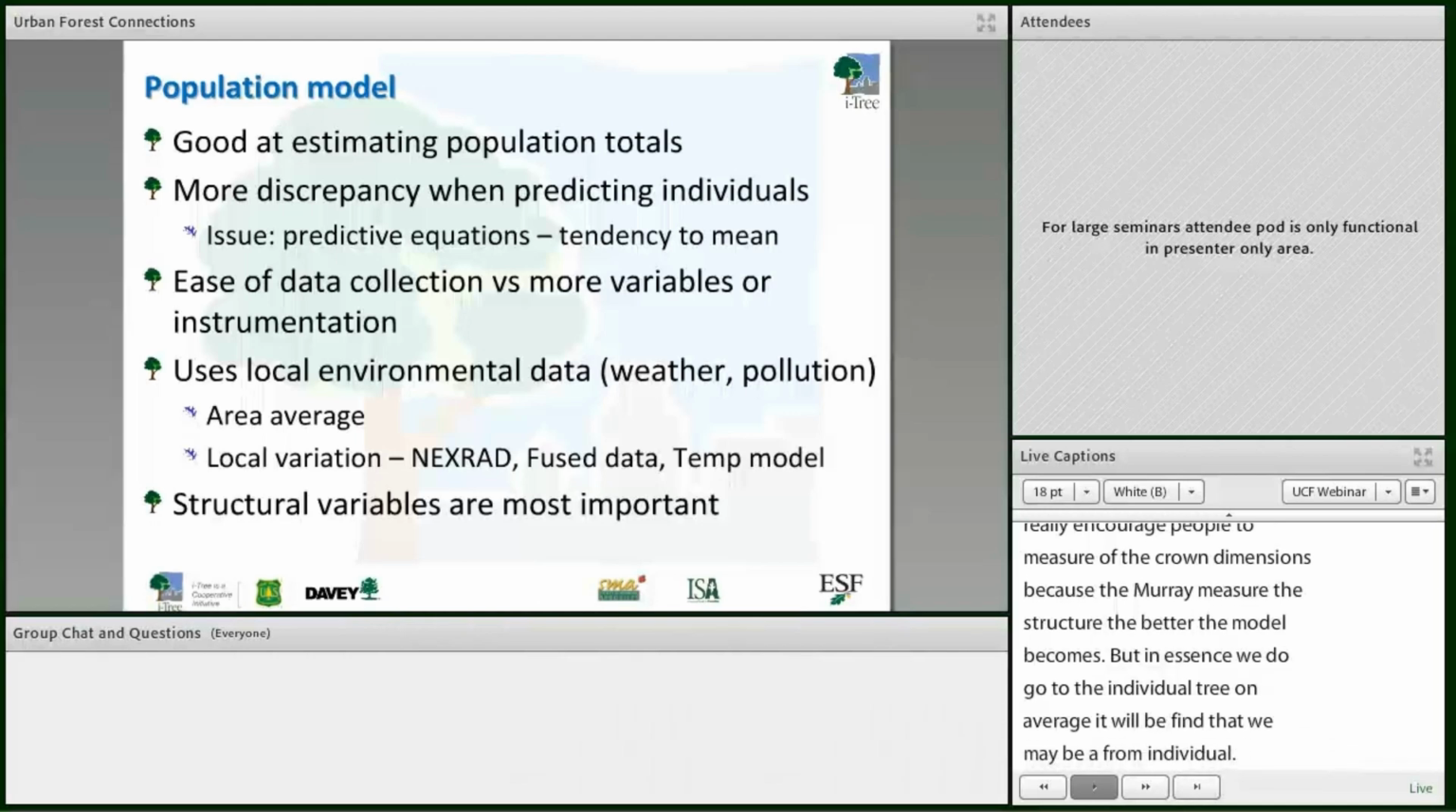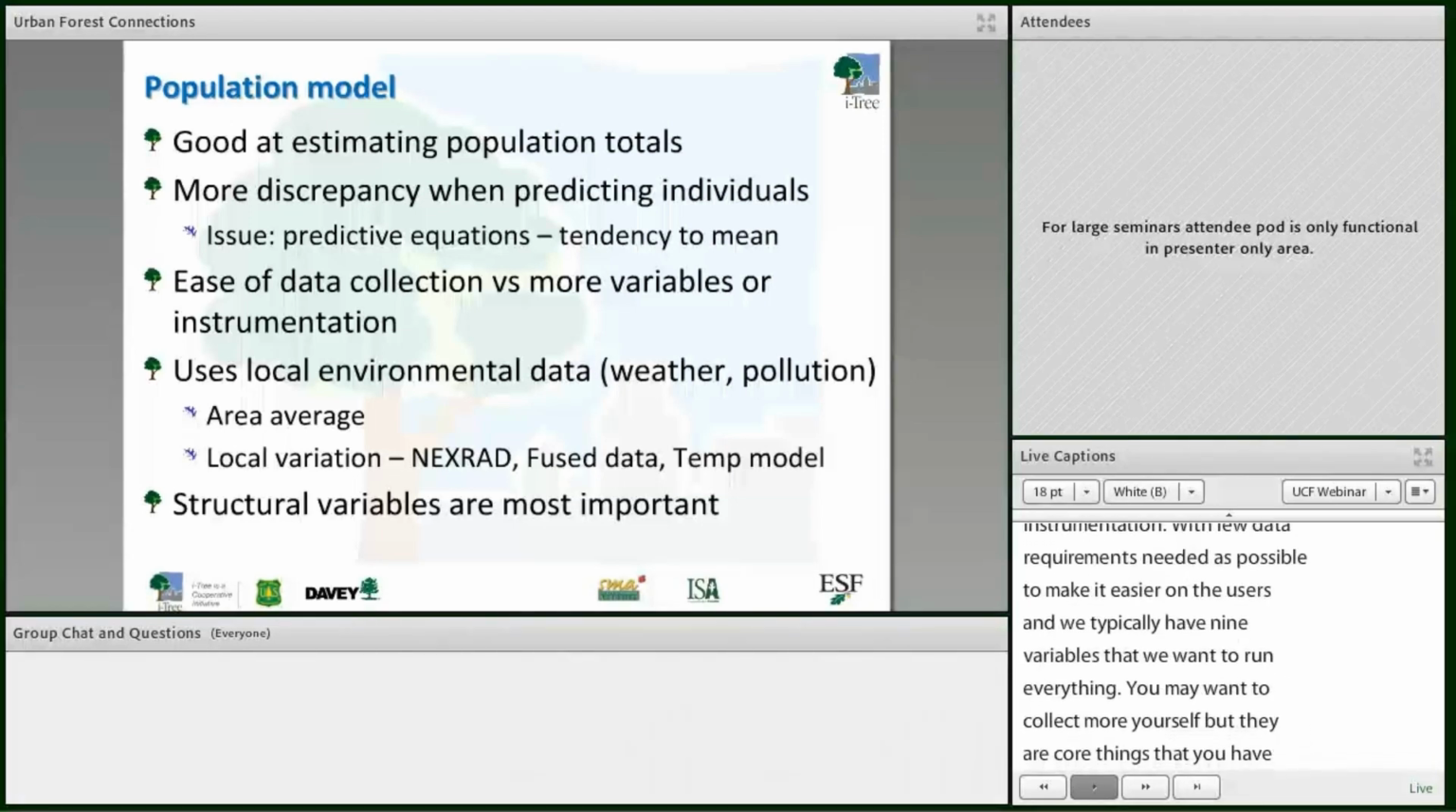So the concept is ease of data collection versus more variables and instrumentation. We're trying to make this model as easy as possible with as few data requirements needed as possible, to make it easier on the users. We typically have, I think, like 9 variables that we require if you want to run everything. You may want to collect more yourself, but there are core things we have to have. You have to tell us the species and DBH.